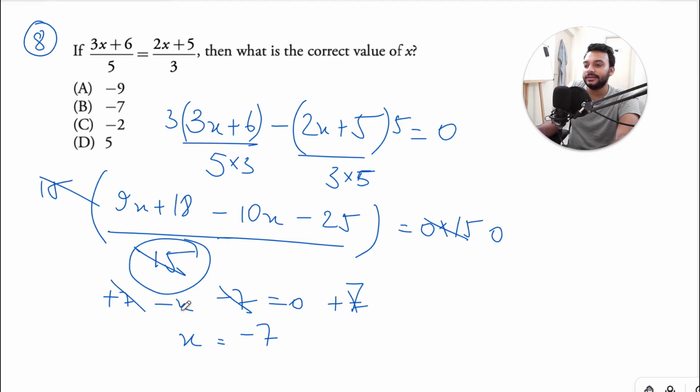This and this cancelled. Negative x is equal to 7. So x is negative 7. That's the answer. Okay, so option B.